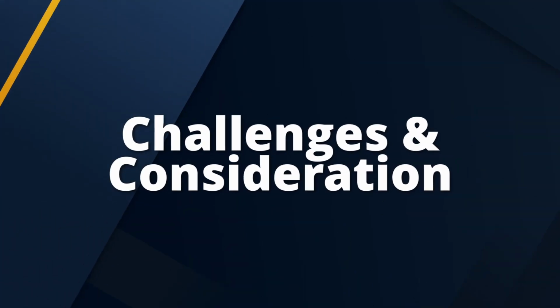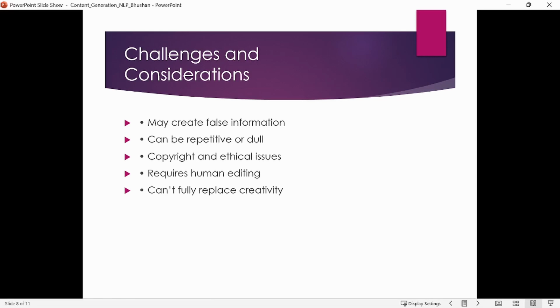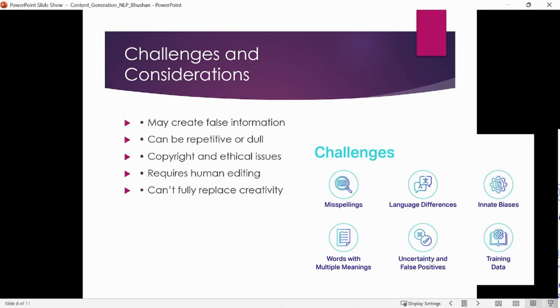Now there are some challenges and considerations, because AI is not perfect, right? First one is hallucination. AI can make up facts or give wrong information, so it's always our responsibility, our duty, to review that content. Then repetition. Some output may sound robotic or repetitive.